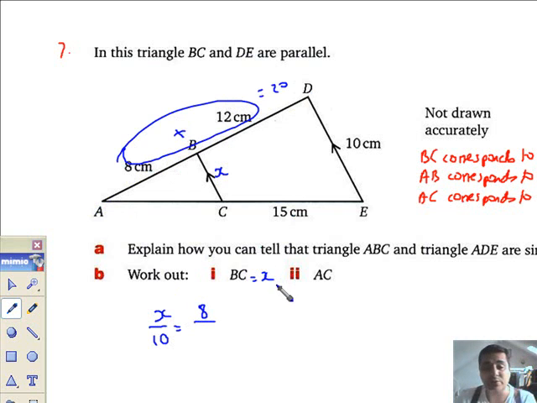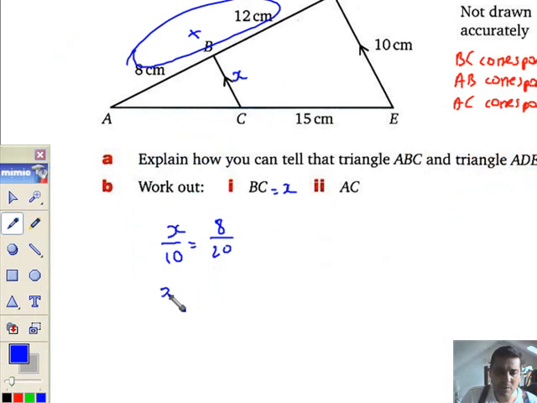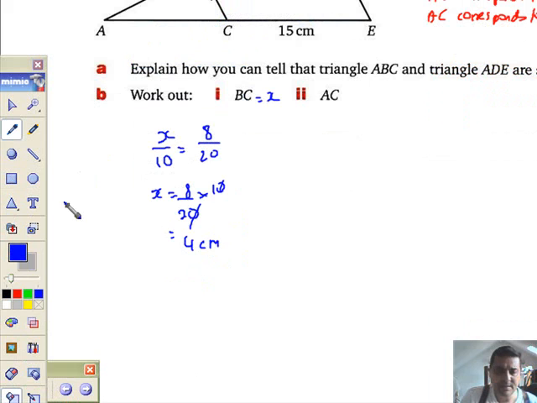I didn't draw them as two separate triangles this time. You've got enough experience now. So we've got 8 plus 12 is 20. So X over 10 equals 8 over 20. Little over big equals little over big. Take the 10 over and multiply. I can get rid of that, can't I? So 8 divided by 2 is 4. X is 4 centimeters.